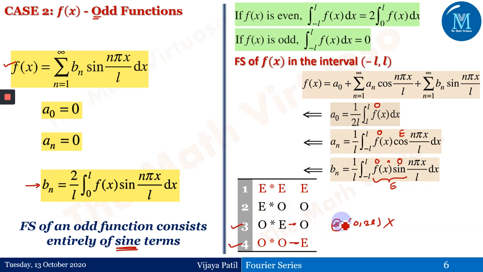Most of the time, students make the mistake of thinking that if my function is odd, I just have to calculate bn, and if my function is even, I have to calculate a0 and an and need not calculate bn. They will most probably go for even and odd functions irrespective of what interval has been given to us. Okay, so please do check that.